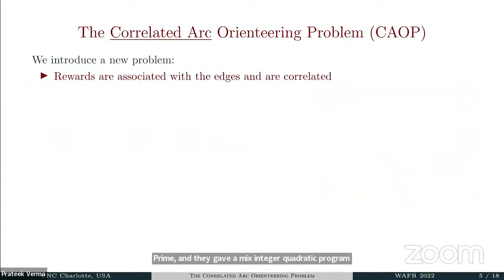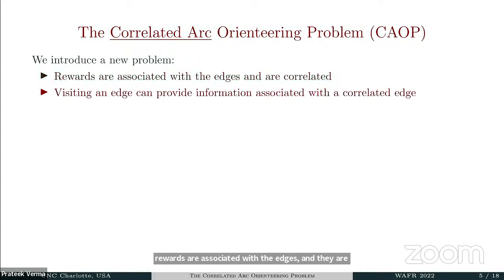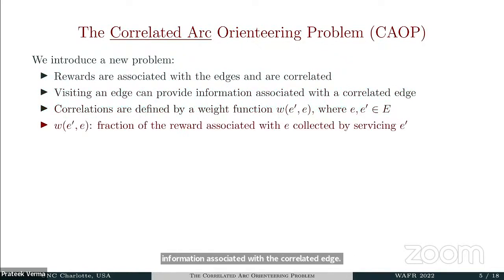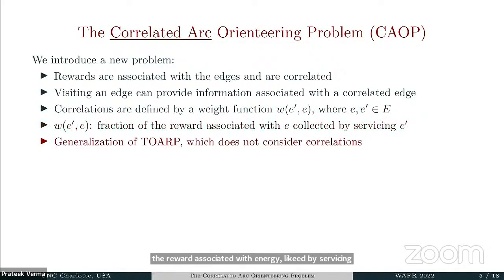In this paper, we introduce a new problem called the correlated arc orienteering problem, where the rewards are associated with the edges, and they are also correlated with each other. So this means that visiting an edge can provide information associated with the correlated edge. And these correlations are defined by a weight function, which takes in a pair of edges and gives a fraction of the reward associated with an edge E, collected by servicing another edge E prime.